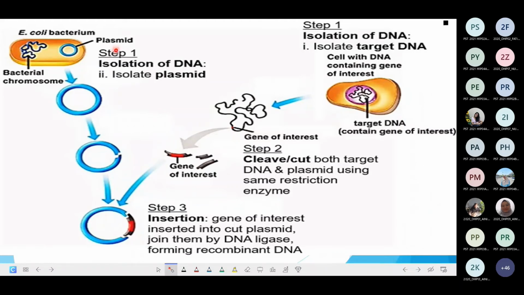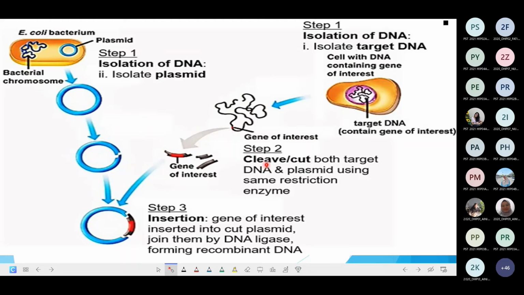Okay, and so we also need to isolate, we also need to remove the plasmid out from the bacteria, from this E. coli. So this is the plasmid. Okay, step number 1, isolation. Okay, the removal of target DNA and also the removal of the cloning vector.